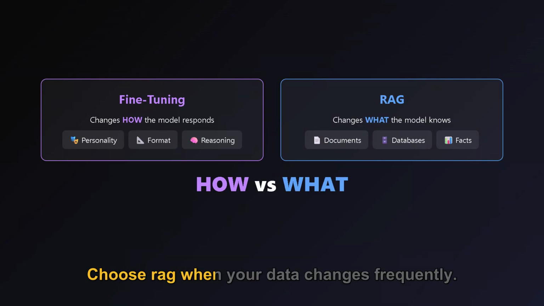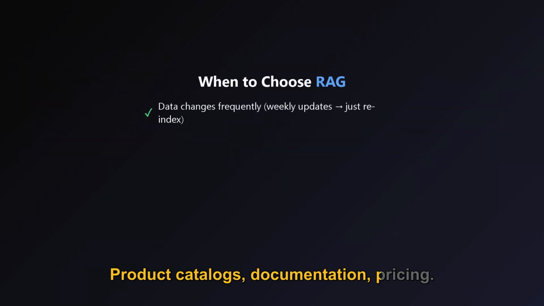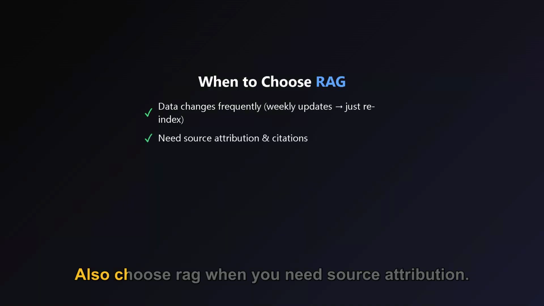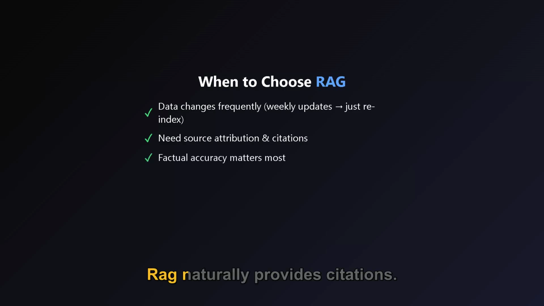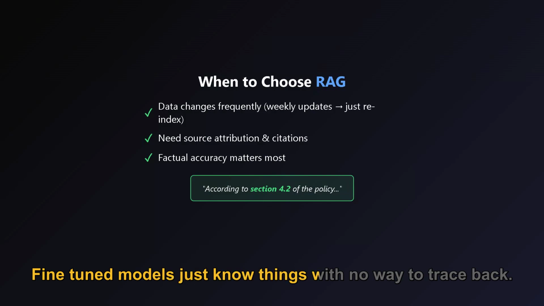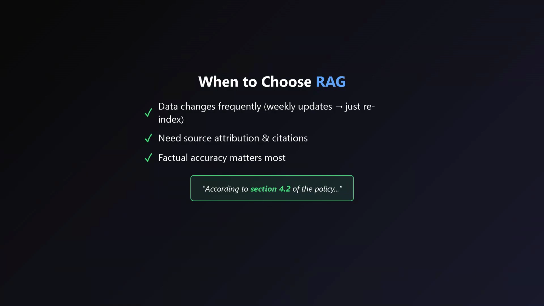Choose RAG when your data changes frequently. Product catalogs, documentation, pricing. If the knowledge updates weekly, RAG wins. You just re-index. Also choose RAG when you need source attribution. RAG naturally provides citations. Fine-tuned models just know things with no way to trace back.